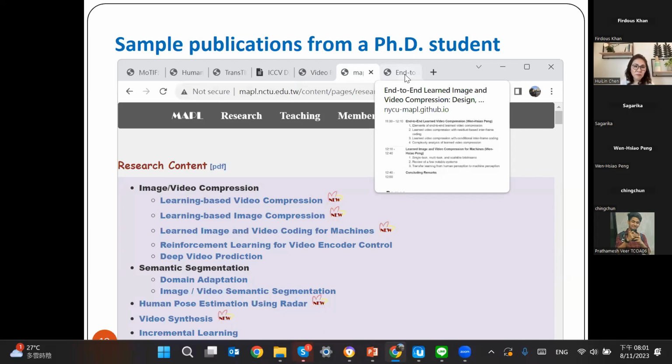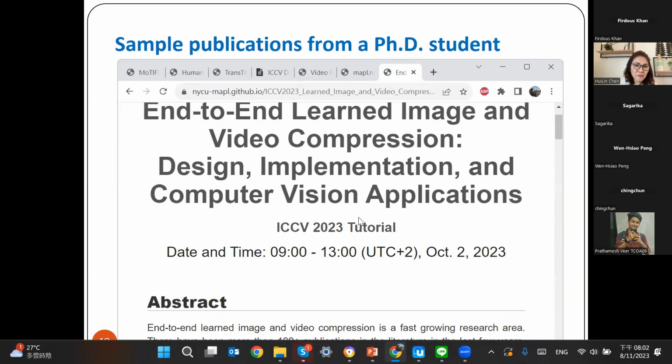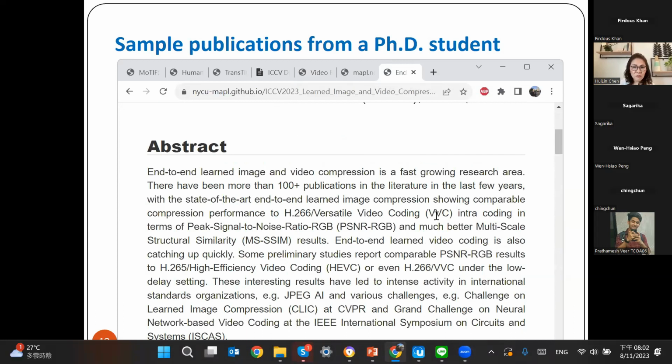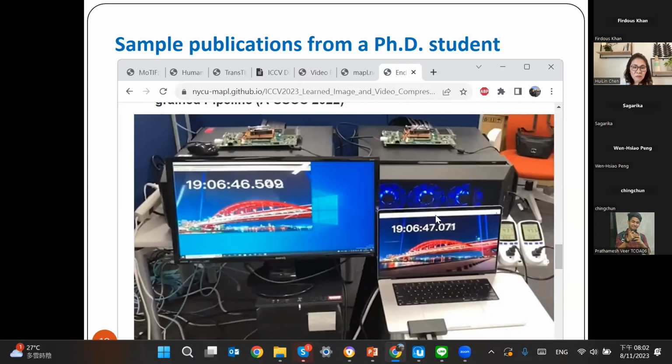And also just for advertisement, at ICCV this year, which will take place in Paris in October, I will be giving a tutorial talk on end-to-end learned image and video compression. And you can also see on this webpage, we now have hardware on FPGA that can do neural network-based image compression in real time. This is a work done by my colleague in Japan. So I would say this is a very interesting research area.